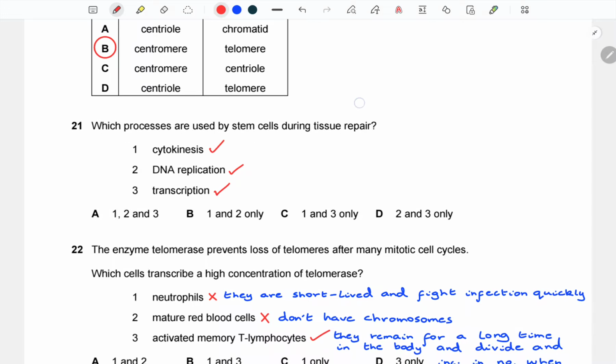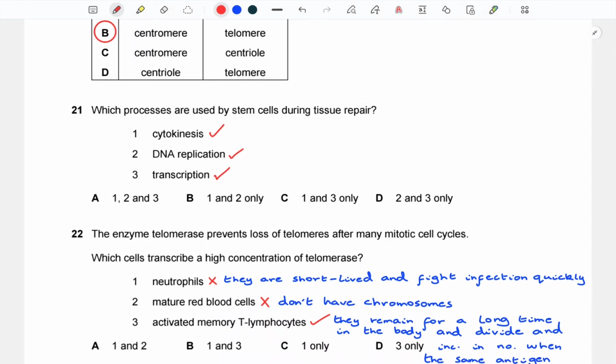21. Which processes are used with stem cells during tissue repair? Cytokinesis. Of course, cytokinesis will be used during tissue repair because during tissue repair, many cells would be produced. The daughter cells would be produced, hence cytokinesis is required for that. DNA replication, of course, is needed, and of course, transcription is also needed. Both transcription and DNA replication are linked to each other, hence, the stem cells that are produced, the daughter cells, will of course have their own chromosomes, and that is only possible via DNA replication and transcription. Hence, for 21, our answer should be A.